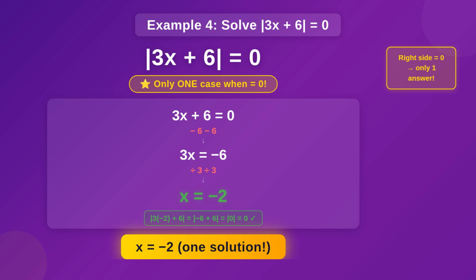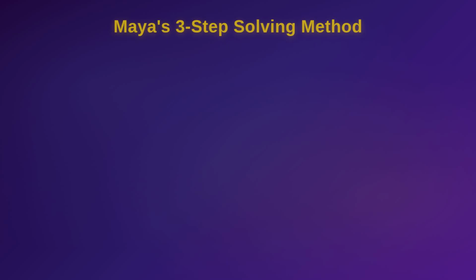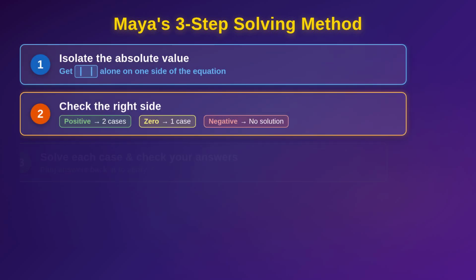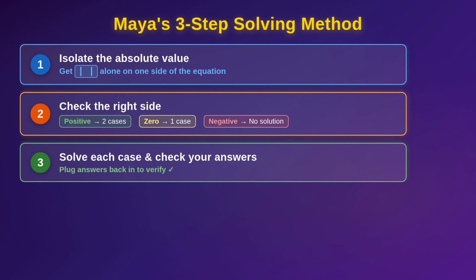Let's check. The absolute value of 3 times -2 plus 6 is the absolute value of -6 plus 6, which is the absolute value of 0, which equals 0. Correct. Look at Maya now. She went from totally confused to solving every type of absolute value equation on her worksheet.